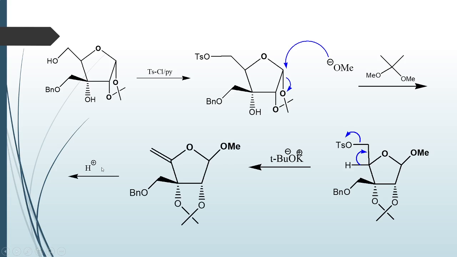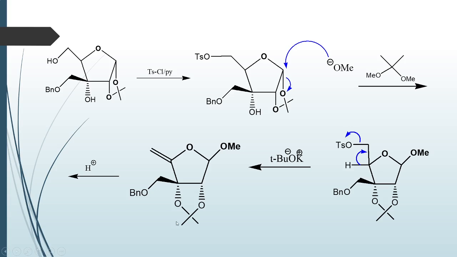Then after here it is H plus, and by using the acidic medium, there is a ring opening, and we got the product like this. Here it is a ketone, and there is one aldehyde molecule.